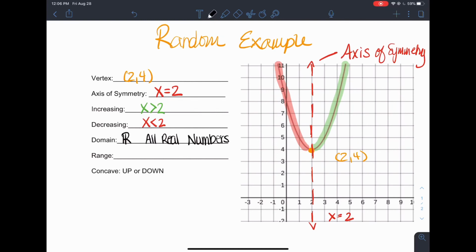There's an arrow pointing to the left and an arrow pointing to the right, if you want to think about it graphically. Range, there is a low point of this graph, though. It doesn't go up and down forever. So you think about the range, it kind of bottoms out right here. So y is always greater than, because it goes up from the 4, or equal to 4. And this is concave up because it opens up.